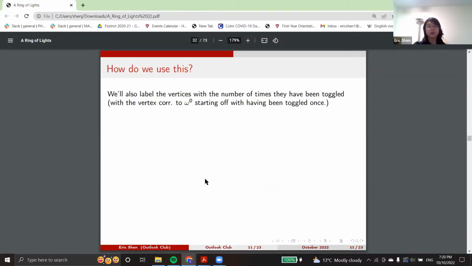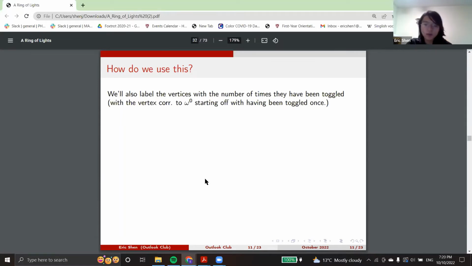So what does this do for us? We've attached these weights to these lights, and that's cool, but it doesn't really do anything for us yet. Remember, our problem was really about toggling. Whether we toggle a light on or off is what we want to analyze. So let's also add a label for that.